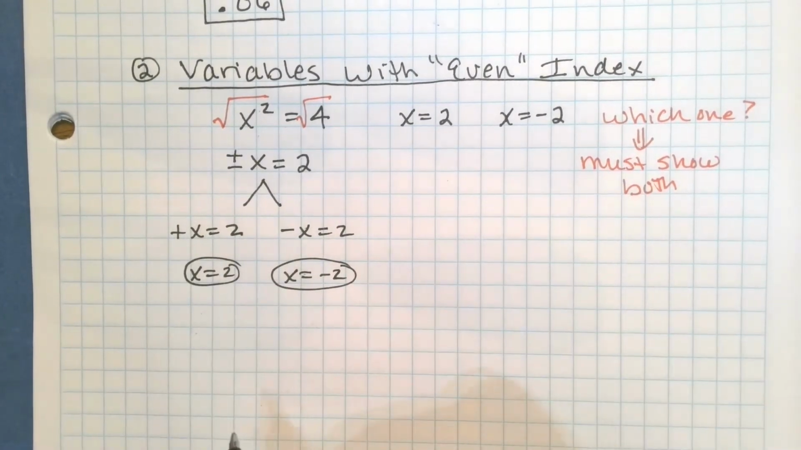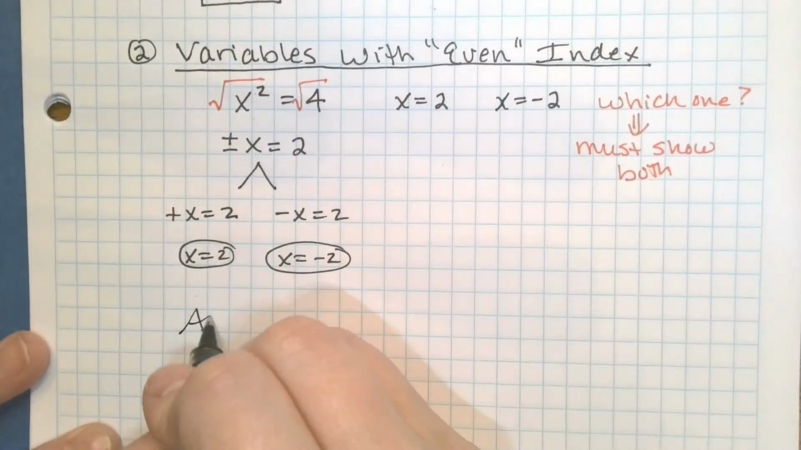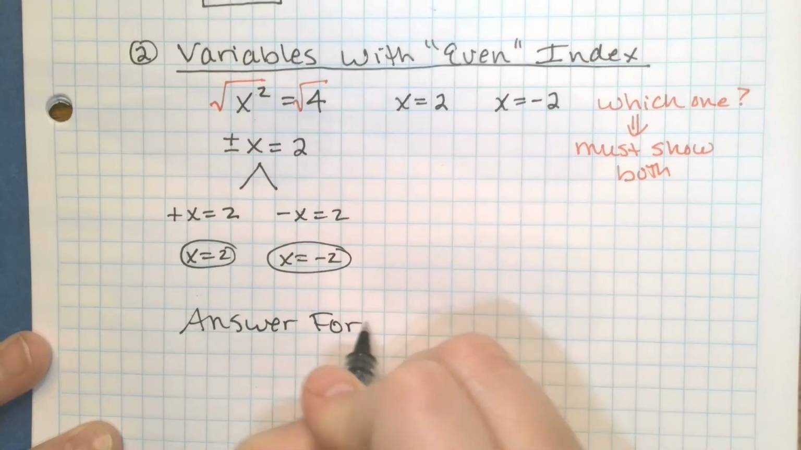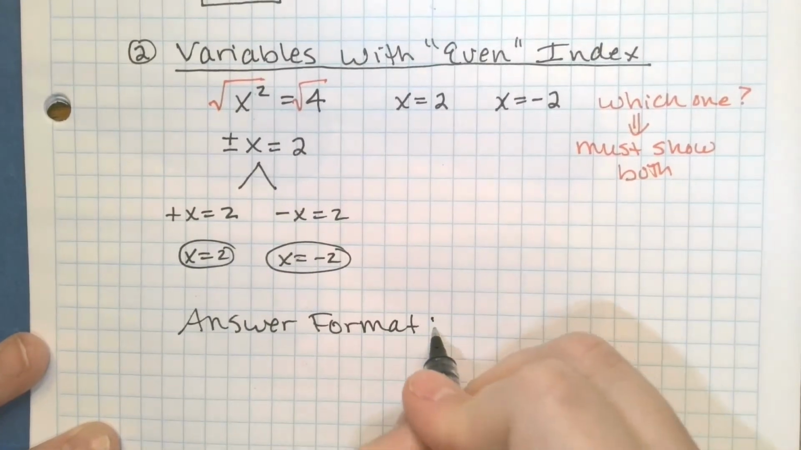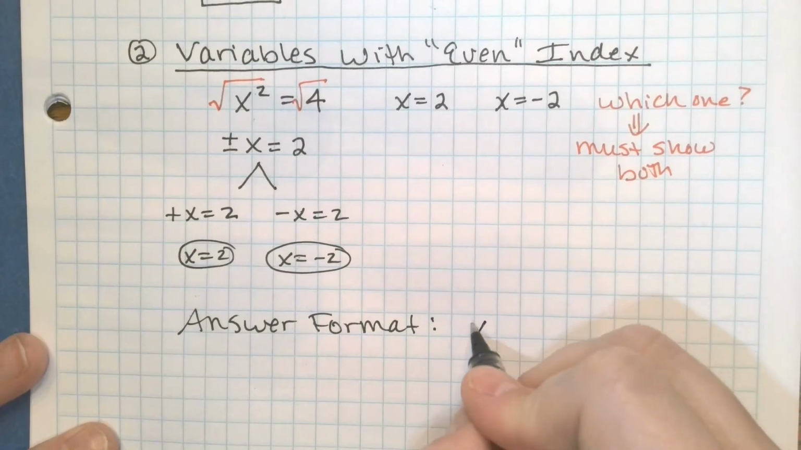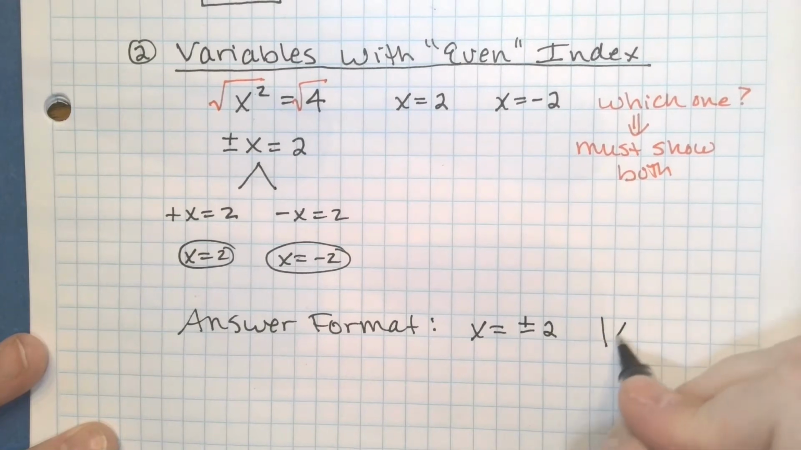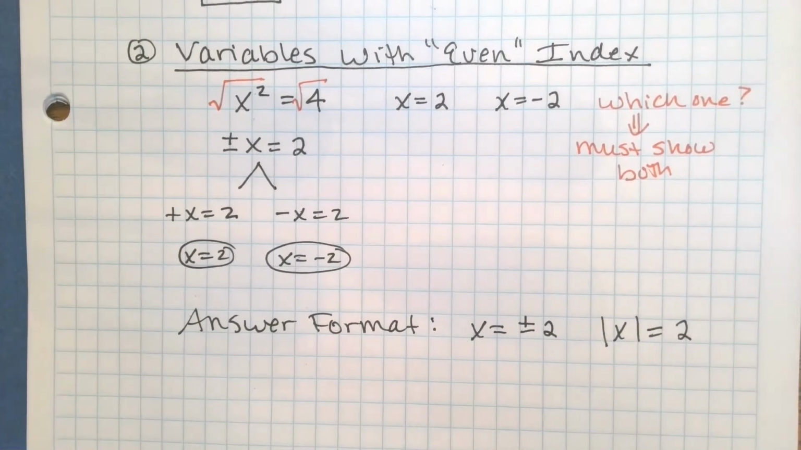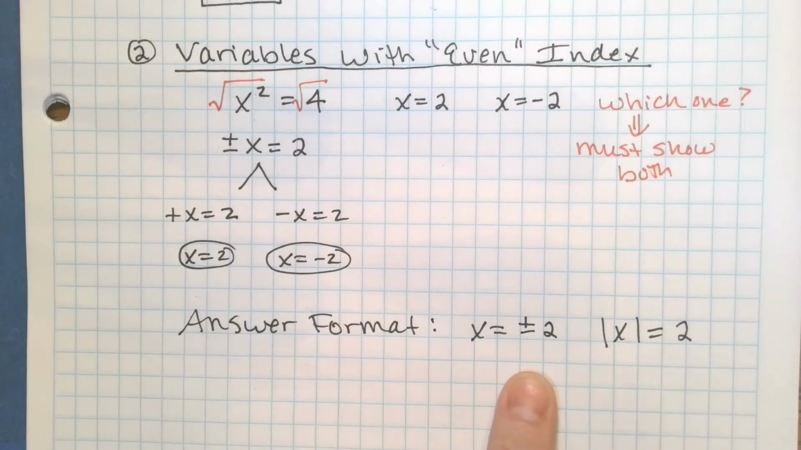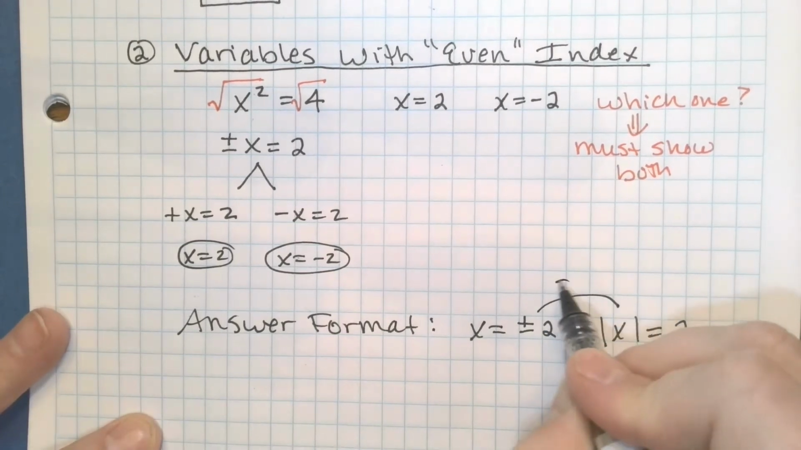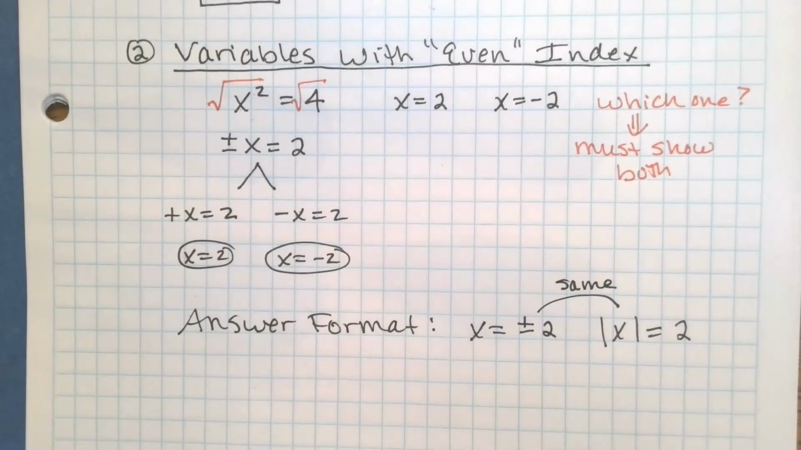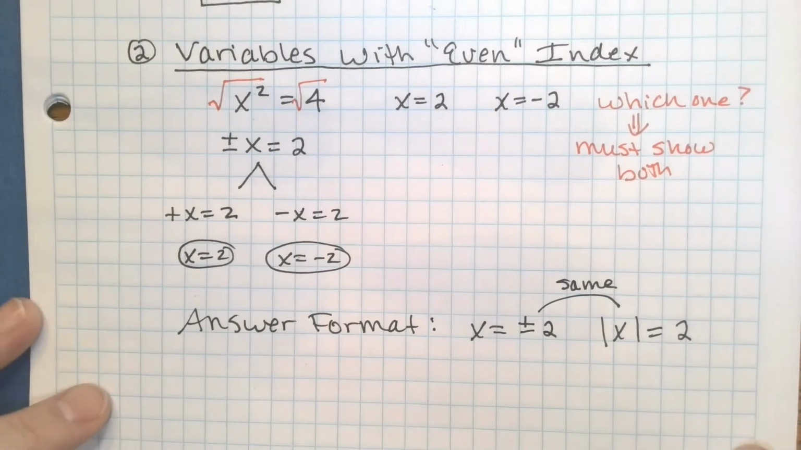If you're solving something like this and you have to get two different answers, your answer format can go one of two ways. You can have x equals plus and minus 2 with the plus minus symbol, or you can have the absolute value of x equals 2. Absolute value of x equals 2 and plus minus 2 are actually the same thing. Typically, we do the plus minus when there's only one letter hanging out, and we save the absolute values for multiple letters. But we'll do that in a second.